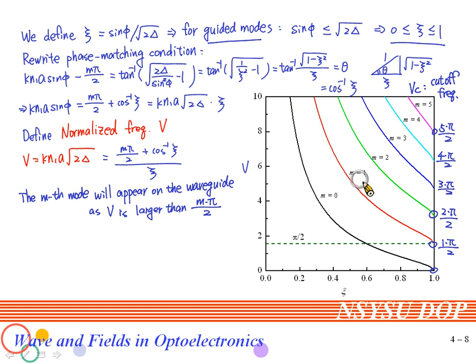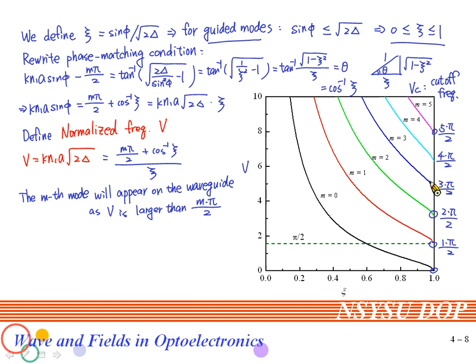As for the m1 mode, it will appear on this waveguide as the normalized frequency is larger than half pi. For the m2 mode, it will appear as the normalized frequency is larger than pi. So you can easily find out the cutoff frequency of each mode and know that as the normalized frequency is larger than the cutoff frequency, the mode will start to appear on this waveguide. From these properties, you can easily find out how many modes will be on this waveguide.